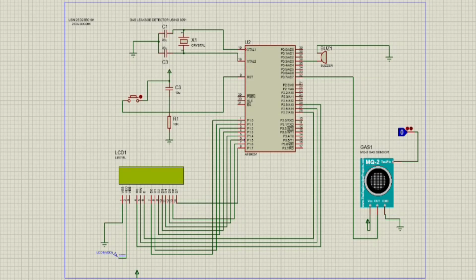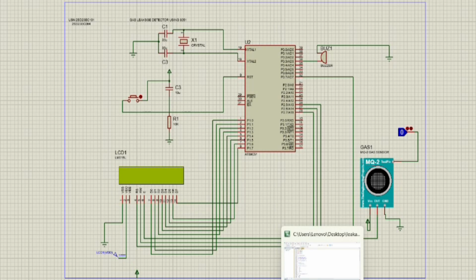Hello everyone, myself Rashmi and my teammate is Shraddha. We are making a project on microcontroller. Our project name is Gas Leakage Detection using 8051 microcontroller. We are using some basic components like 8051 microcontroller, LCD display and MQ2 gas sensor.